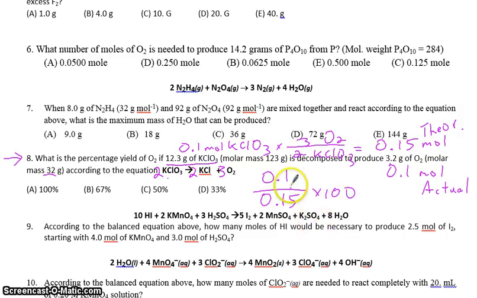So 0.1 divided by 0.15 can't be 100% because that would make these match. It's not 50% because half of 15 is 7.5, and it's not 33% because it would be less. So this is actually 67%. So you can actually guesstimate. After you got this number, you can probably guesstimate.